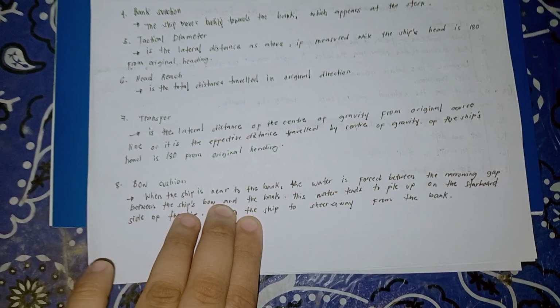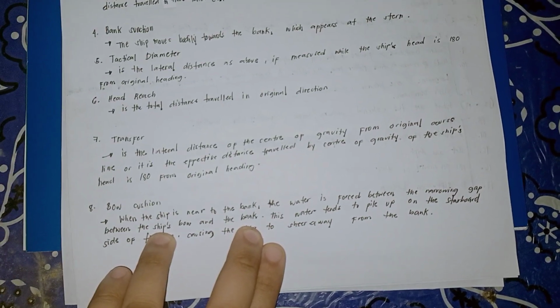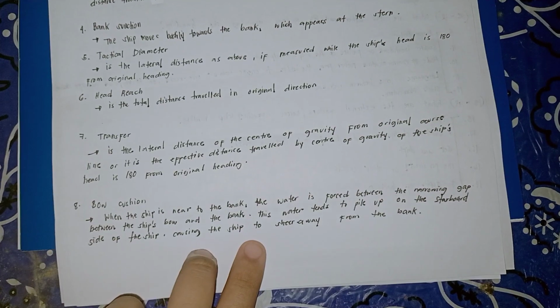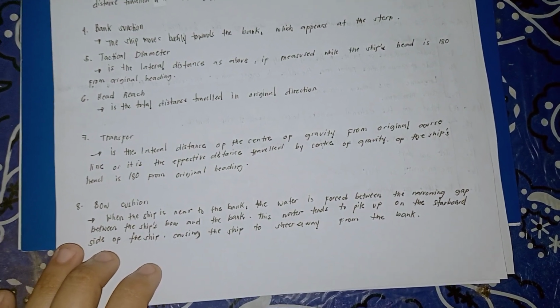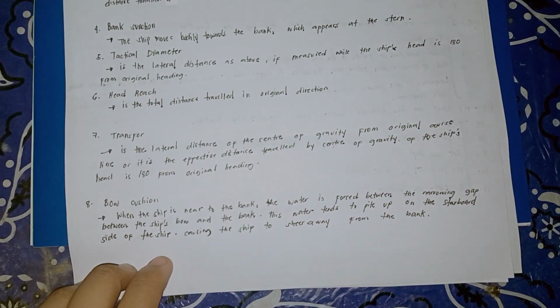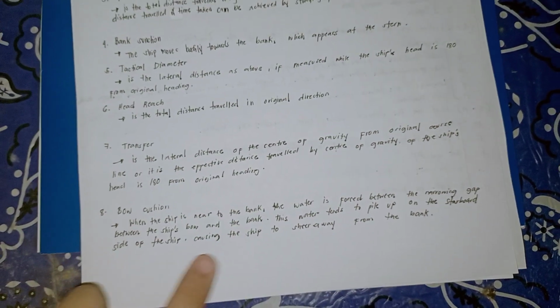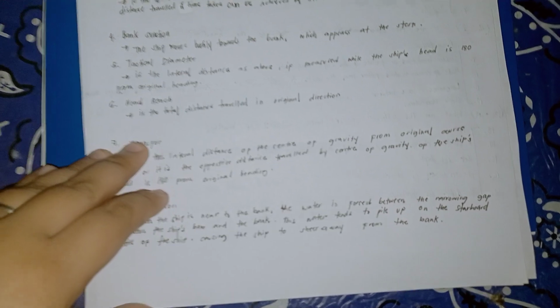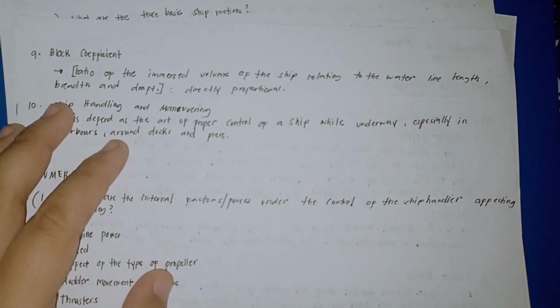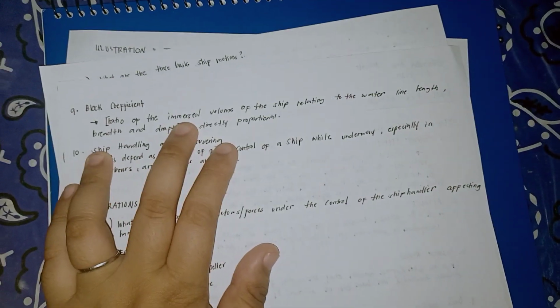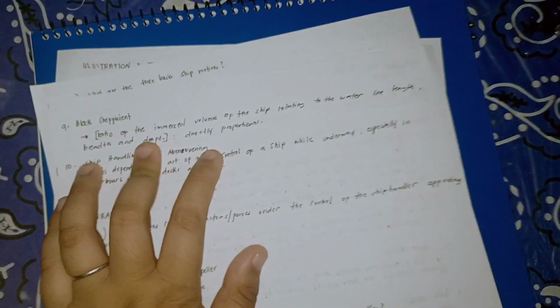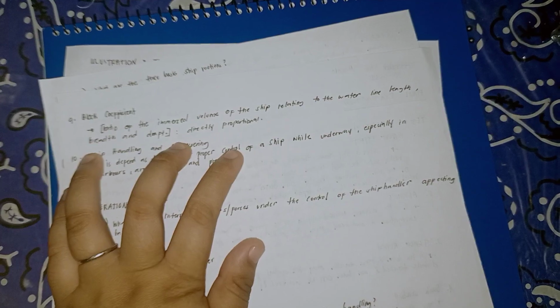When the ship is near to the bank, the water forced between the narrowing gap between the ship's bow and the bank tends to pile up on the starboard side of the ship, causing the ship to shear away from the bank. So we have number 9, block coefficient. Block coefficient is the ratio of the immersed volume of the ship relative to the waterline length, breadth, and draft, directly proportional.